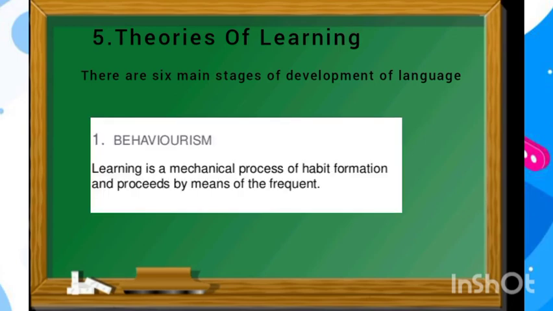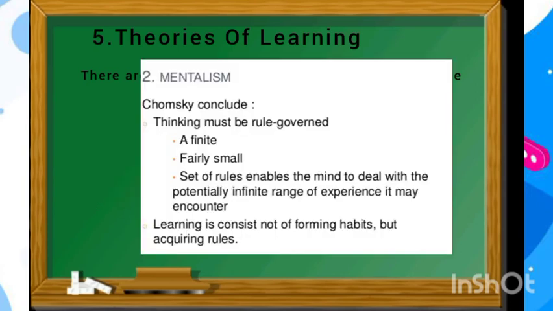Behaviorism. Learning is a mechanical process of habit formation and proceeds by means of frequency. Mentalism. Chomsky concludes that things must be rule governed. A finite, fairly small set of rules enables the mind to deal with the potentially infinite range of experience it may encounter, and learning consists not of forming habits but of acquiring rules.